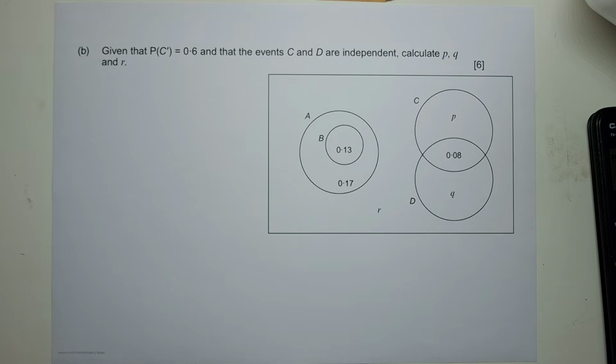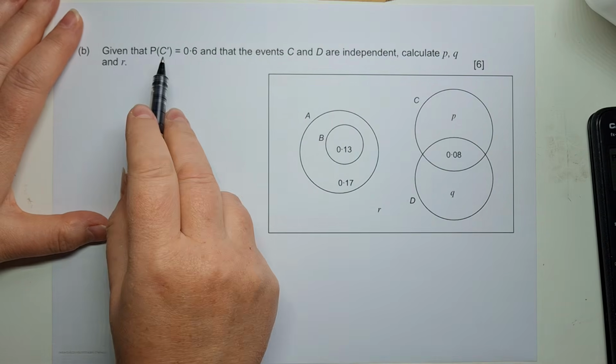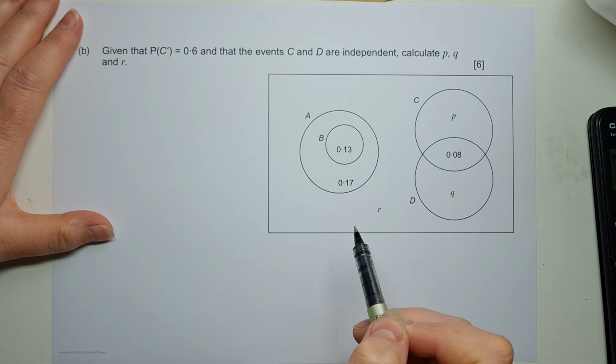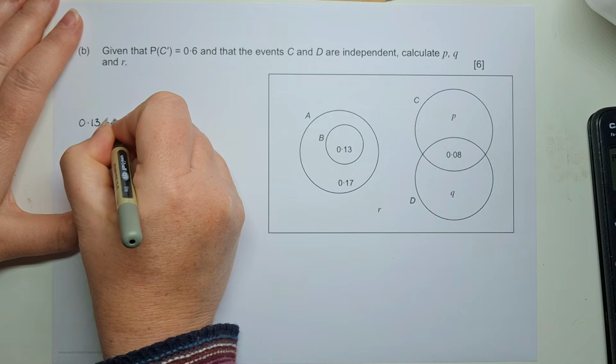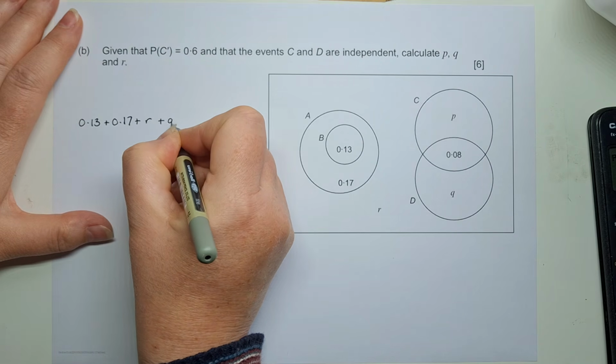Part B. Given that P of not C is 0.6 and that the events C and D are independent, calculate P, Q and R. Okay, so the chance of not being in C is 0.6. That's what the dash means. So everything that's not in circle C will add to 0.6. So we've got 0.13 plus 0.17 plus R plus Q.